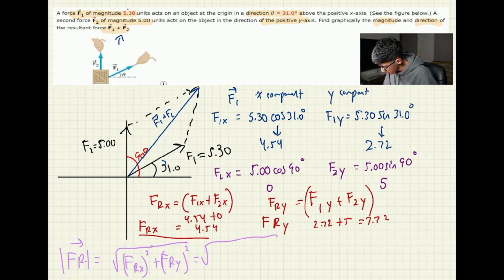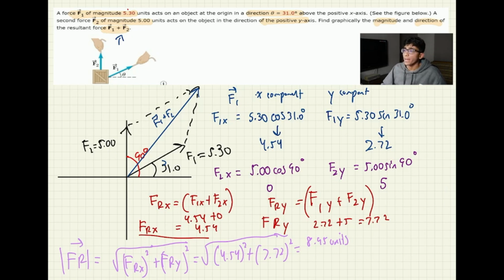Which is really just 4.54 squared plus 7.72 squared. Just solve that, put that in the calculator, see what you get. Okay, we get 8.95 units, and that is the magnitude, the first part of the question. So this is how much it's being pulled in total.